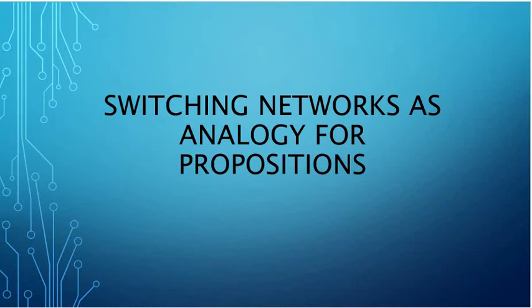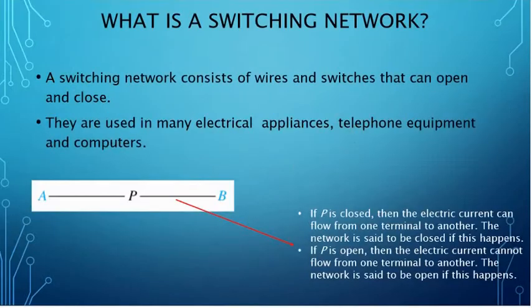In this video, we're going to look into an analogy for propositions, which are switching networks. So, what is a switching network? A switching network consists of wires and switches that can open and close. They are used in many electrical appliances, telephone equipment, and computers. So, we're going to use a switching network. Here's a simple illustration as an analogy for propositions.